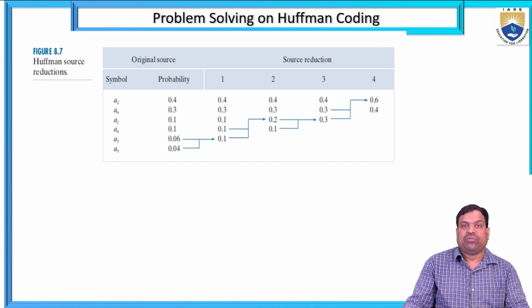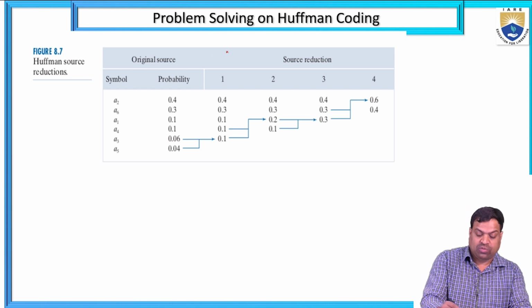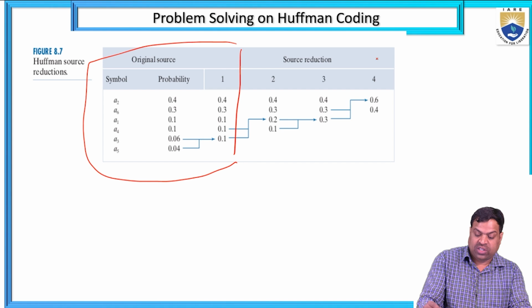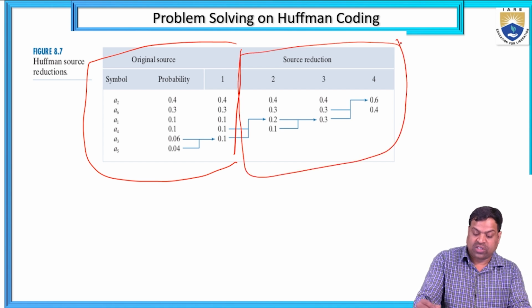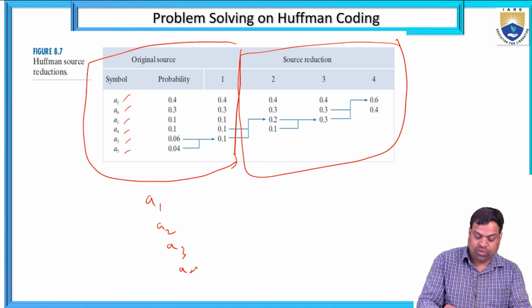So it is another example of Huffman source reductions. There is the original source and the source reduction. Up to this point it is the original source, and from here it is the source reduction. The symbols are A2, A6, A1, A4, A3, A5, that means A1, A2, A3, A4, A5, A6.